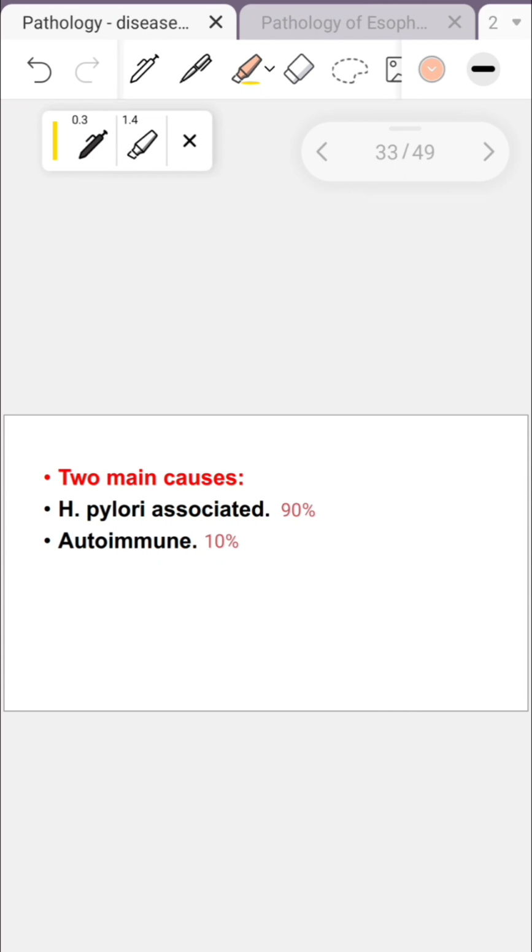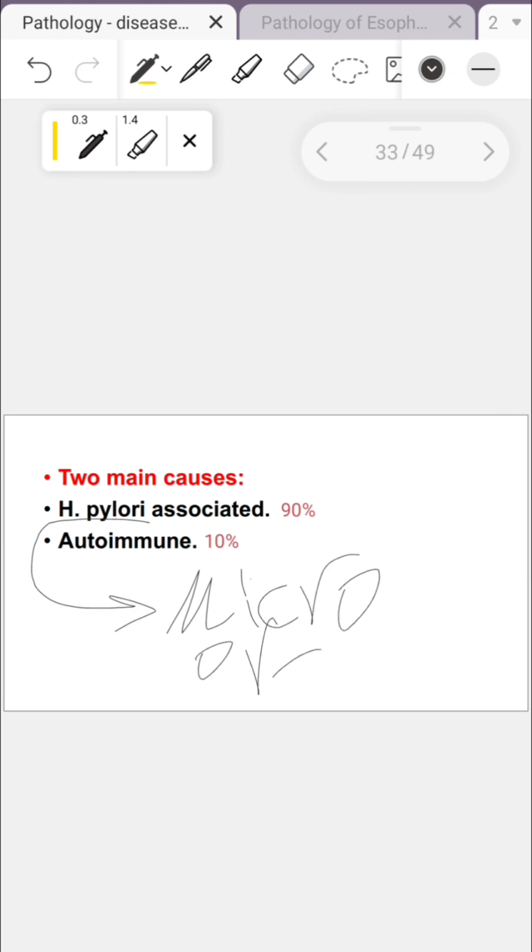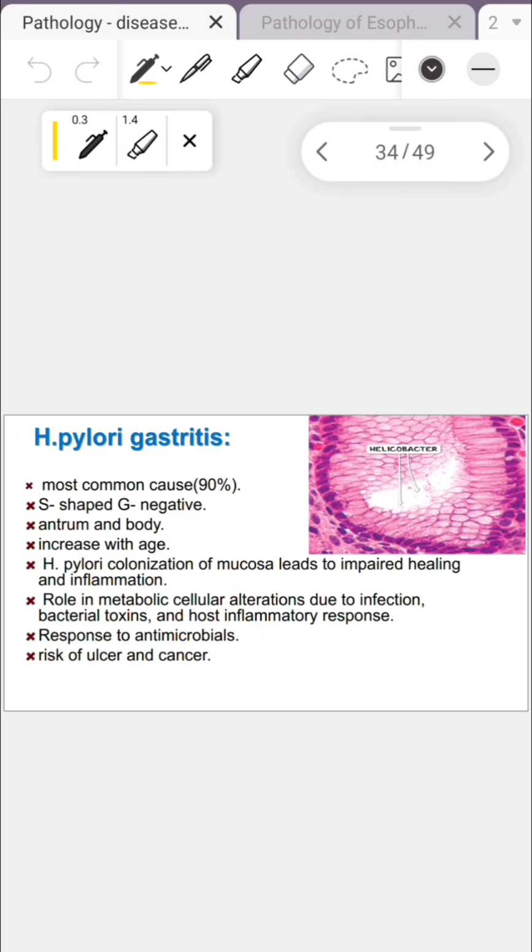H. pylori associated gastritis، ايش قد الانسيدنس مالتها؟ 90%. والautoimmune gastritis only 10%. والautoimmune ايضا نسميه، اكو التسمية الأخرى مالته، يسموه diffuse corporal gastritis أو diffuse corporal chronic gastritis. Corporal معناها corpus، مثل نقول uterine corpus، يعني uterine body. Diffuse corporal يعني affecting the body mainly. هسه نجي عليه.